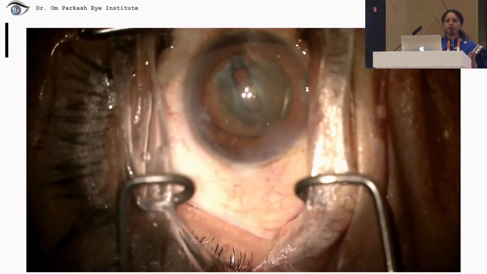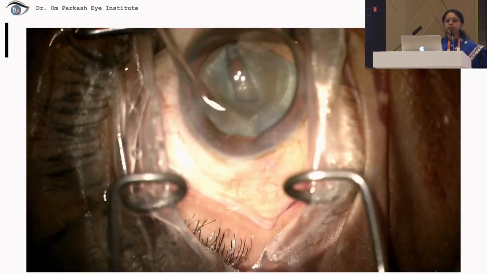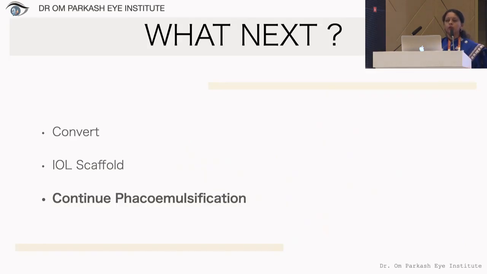Very importantly, viscoelastic is introduced to the side port, and then the phaco probe is withdrawn. What next? At this place, we have the entire nucleus, and at the first step itself, during trenching, there is a PCR. Either we can convert this case, or we can continue with phacoemulsification and keep the option of IOL scaffold in mind. What was our plan?